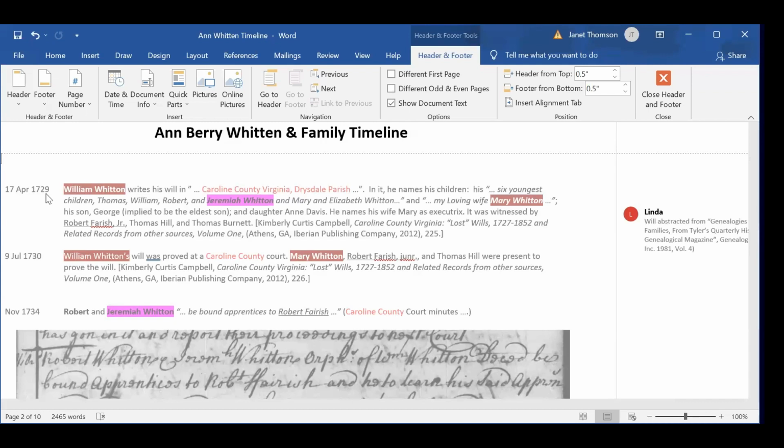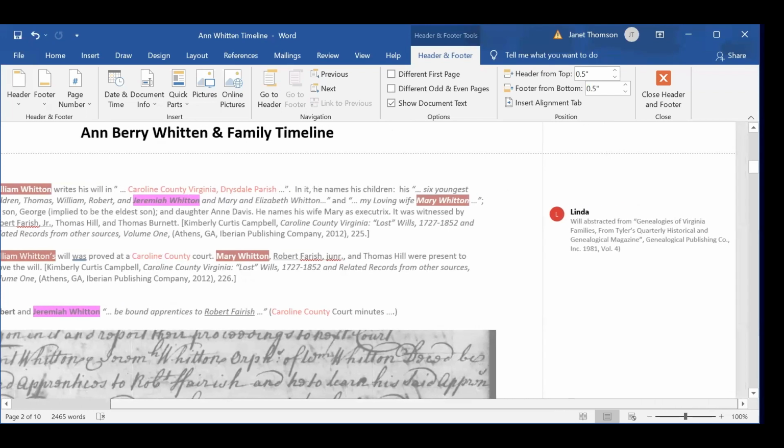And we have his children listed. We have his wife listed. We have who will be the executrix, the witnesses, and so on. Over at the right, you will see that she has also made commentary. The will was abstracted from the genealogies of Virginia families from Tyler's Quarterly Historical Genealogy.